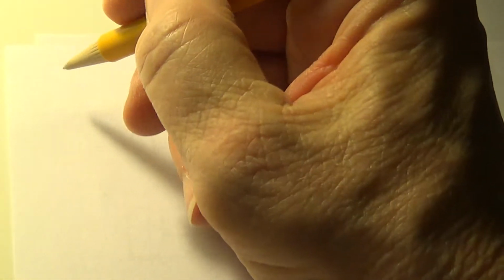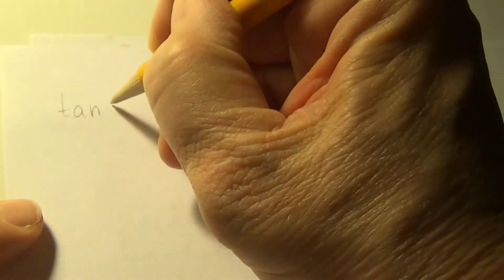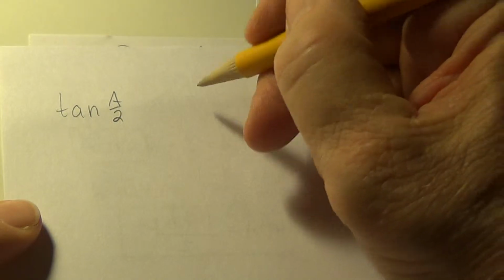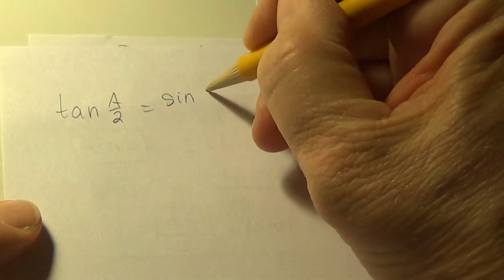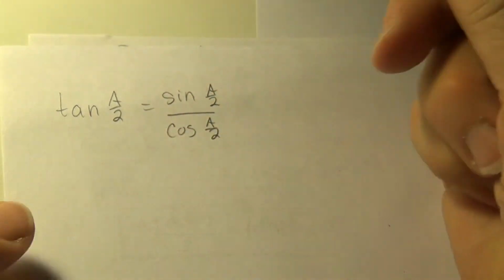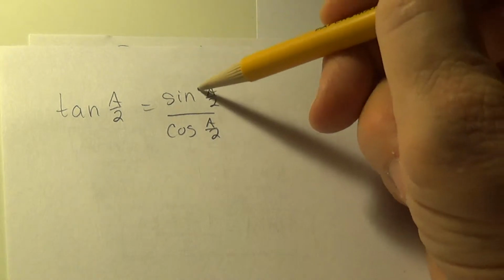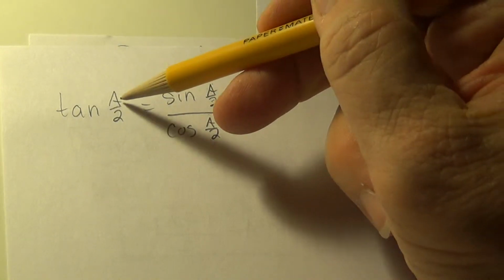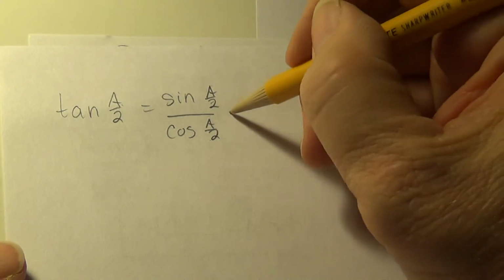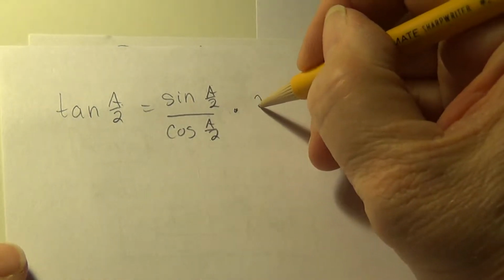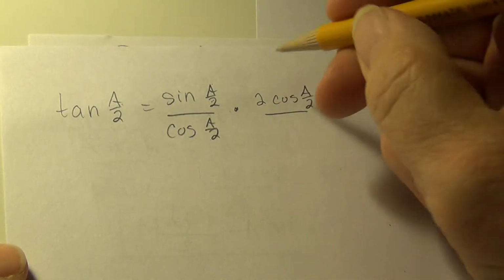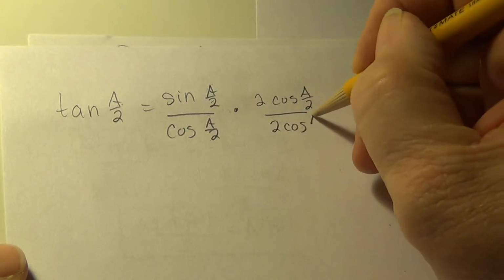All right, so let's start. We're looking for tangent of half an angle. And we know the relationship of tangent to sine and cosine. So we can say that sine of half an angle over cosine of half an angle is tangent of half an angle. And now I'm going to pull out a little trick, and I'm going to multiply the top by 2 cosine of half an angle and the bottom by 2 cosine of half an angle.